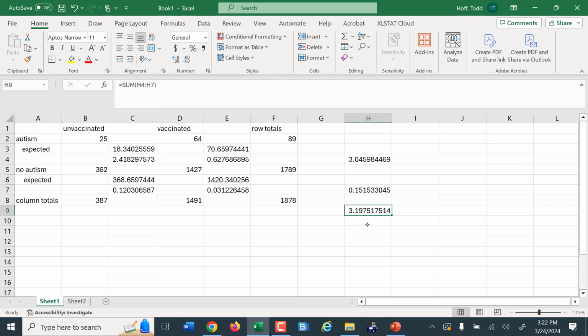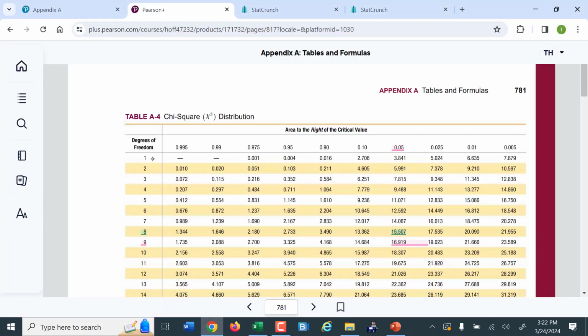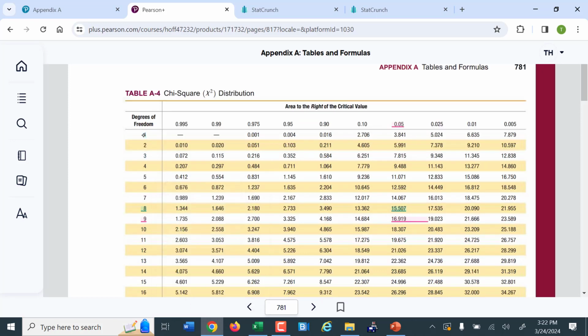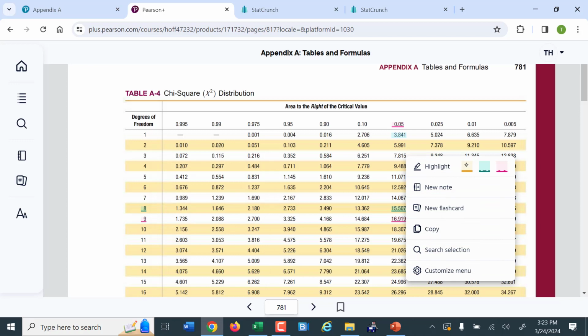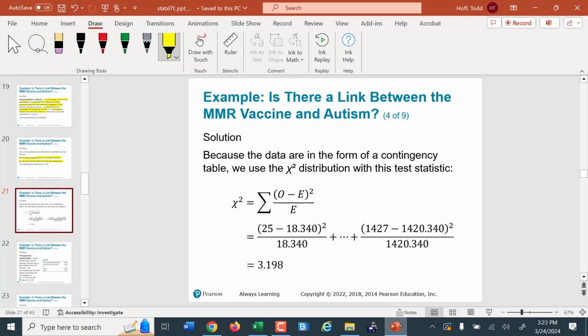Now, what would our critical value be? Well, there are 2 rows, autism and no autism, and 2 columns, unvaccinated and vaccinated. So that's 2 by 2. So remember, we subtract 1. So 2 minus 1 is 1. So 1 times 1 is 1 degree of freedom is all we have here. So with 1 degree of freedom up top, 0.05 gives us 3.84 as our critical value.